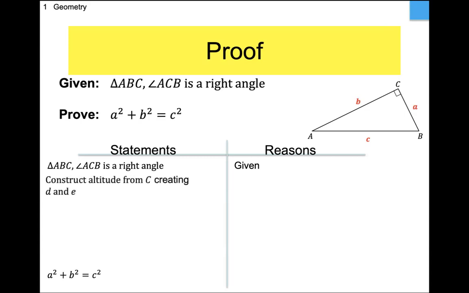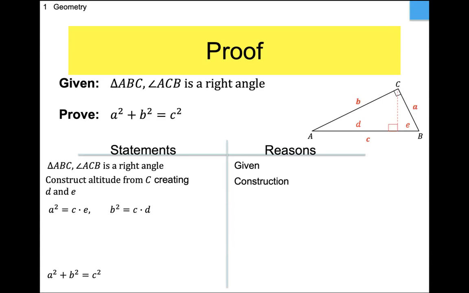All right, cool. So here's how it's done. I'm going to make the same picture that we had yesterday. The only thing missing from this picture from yesterday is that altitude. So when I make that altitude, it cuts the hypotenuse c up into two pieces, and I'm going to name those two pieces d and e. Okay, so that's just a basic construction. All right, so since it is now the construction that we used from yesterday, I can say the following.